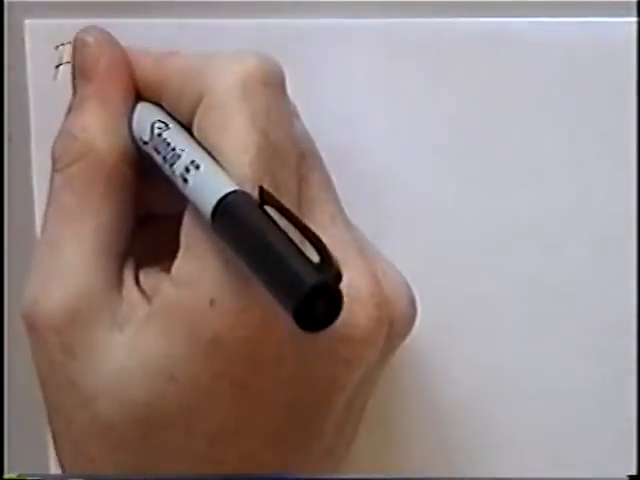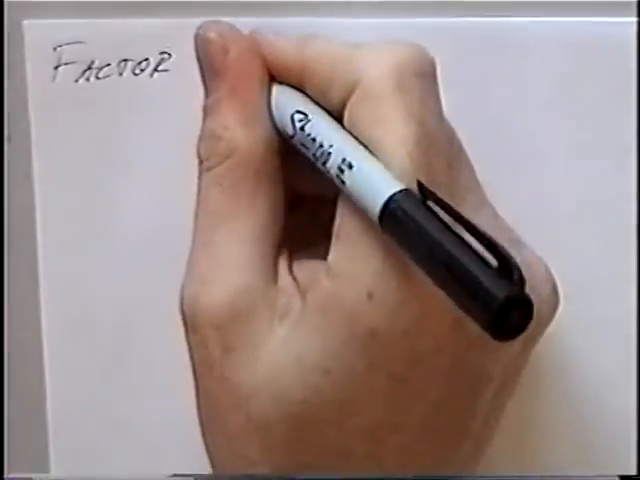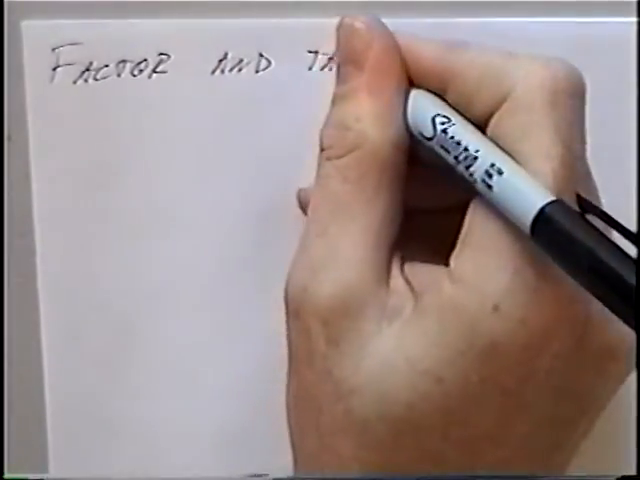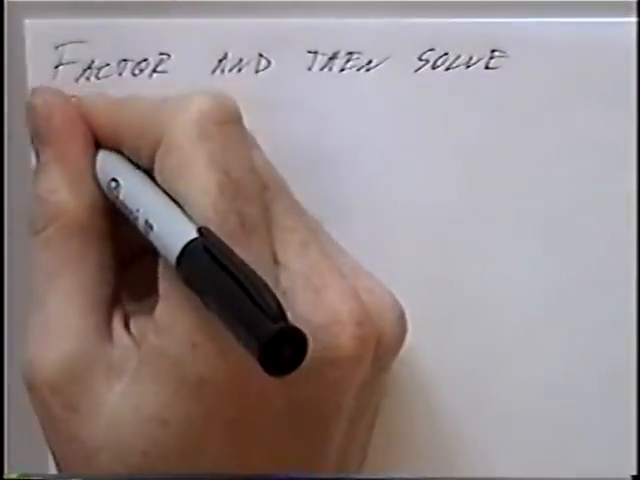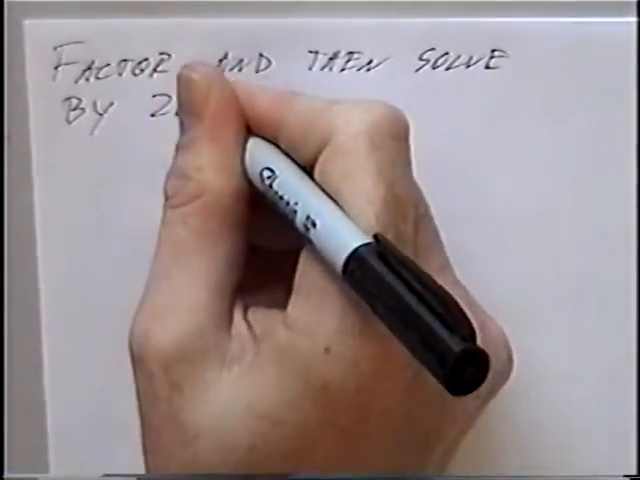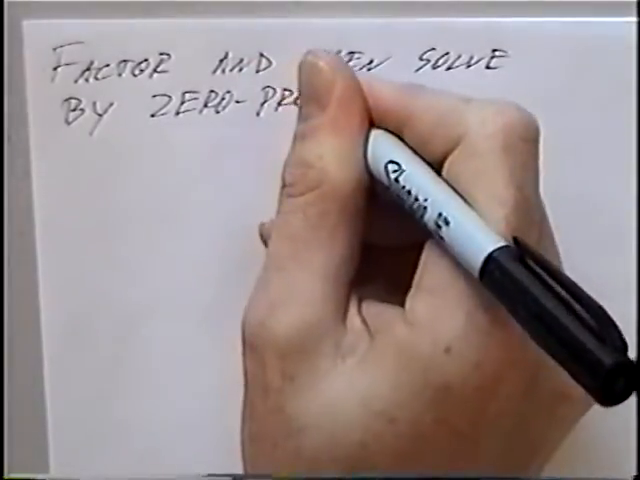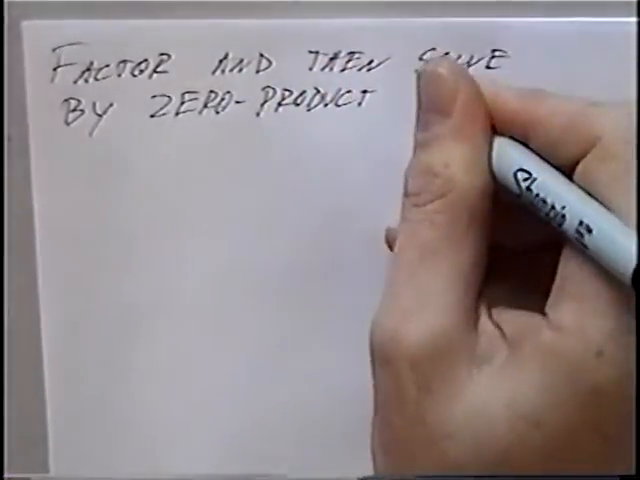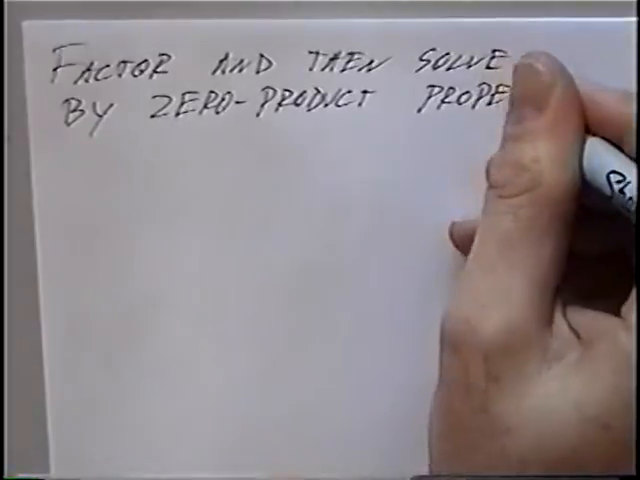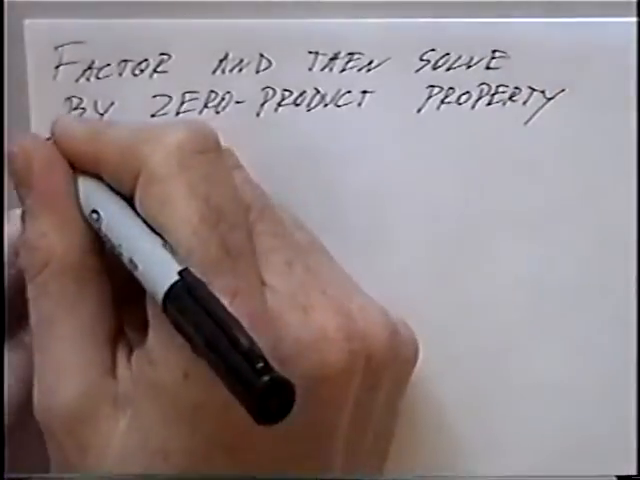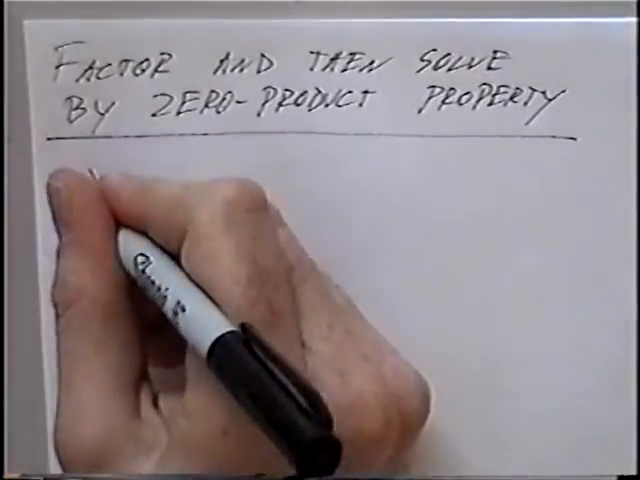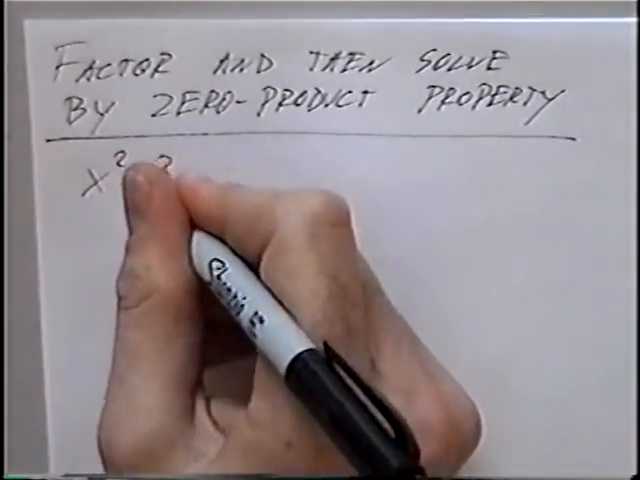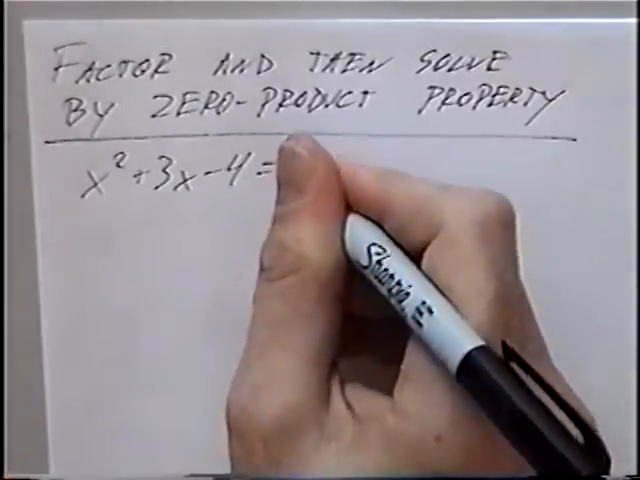Title of the last section today is Factor and then Solve by Zero Product Property. First question for the section, x squared + 3x - 4 = 0.